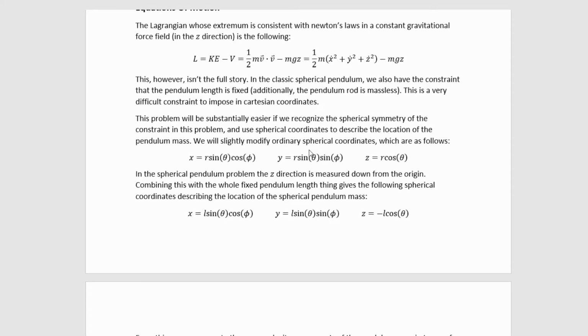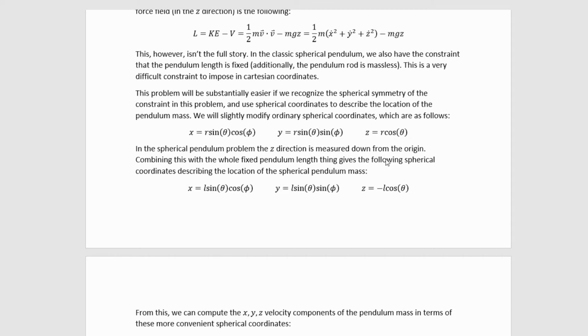We will slightly modify ordinary spherical coordinates to pull this off. So these are ordinary spherical coordinates. Now we'll get to the modifications we're going to make of them. In the spherical pendulum problem, the z direction is measured down from the origin, so the first modification we're going to make is stick a minus sign in the z coordinate right there. And then the second thing we're going to do is take r to be the length of the pendulum.